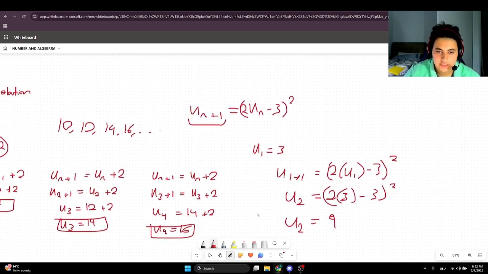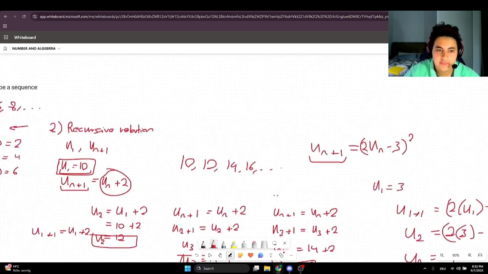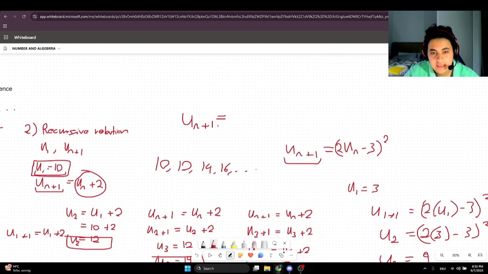So the recursive relation is basically you taking this fixed form, u(n+1), and equating it, saying what is happening to your terms. Are you multiplying it by 2? Are you squaring it? Are you subtracting from it? Are you adding something to it? Whatever. And that is the recursive relation.